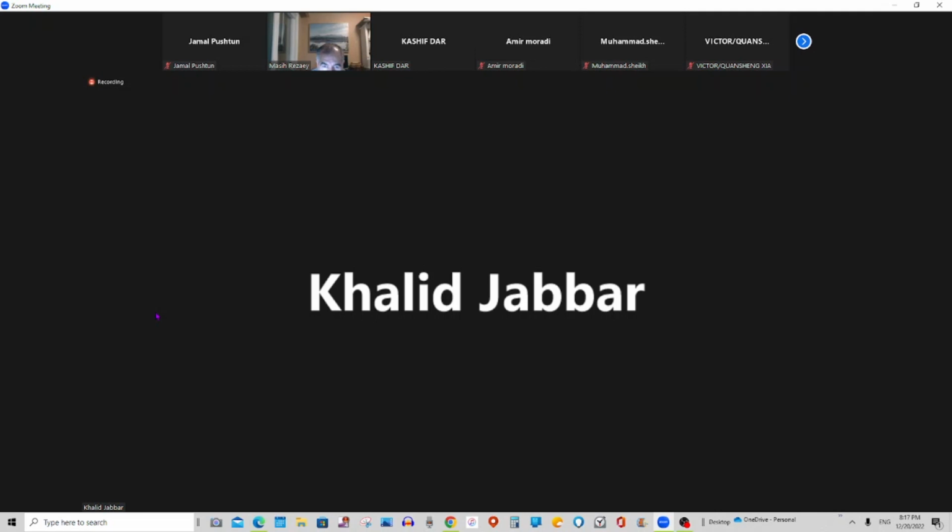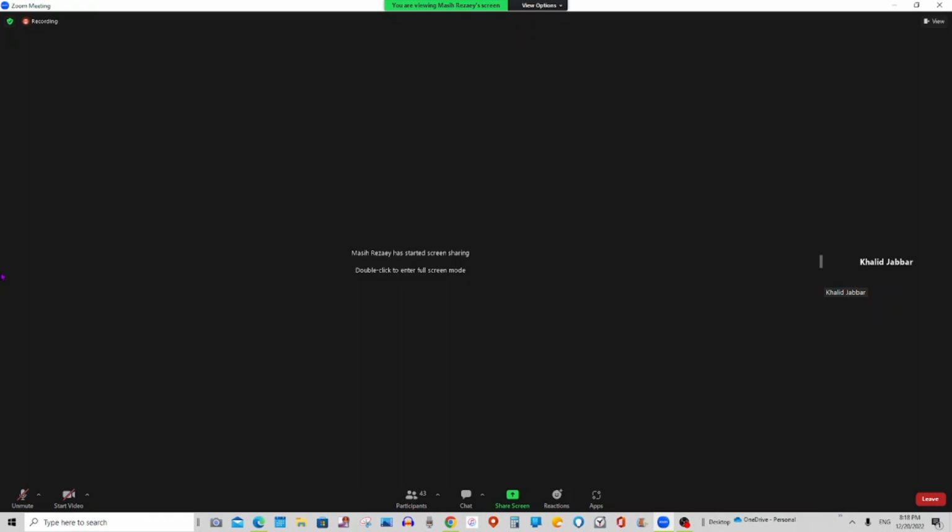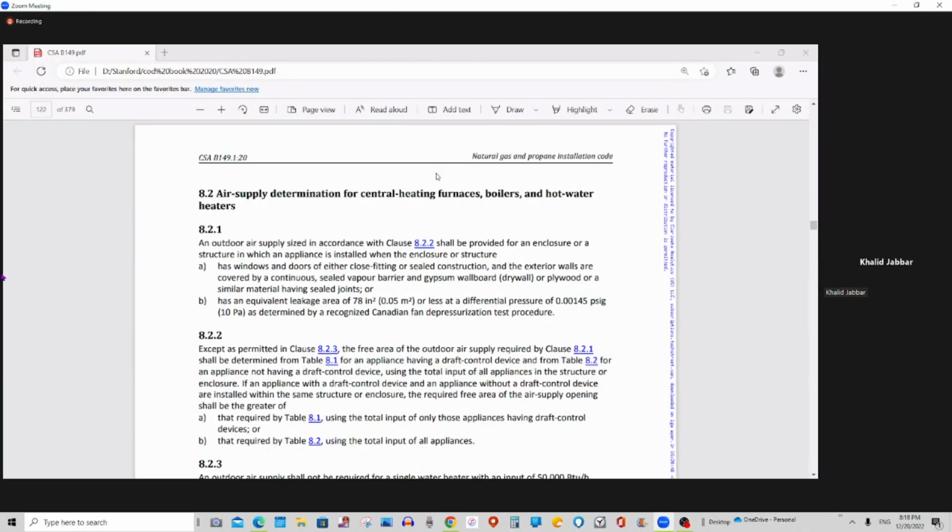8.2.1 An outdoor air supply sized in accordance with clause 8.2.2 shall be provided for an enclosure or a structure in which an appliance is installed when the enclosure or structure A has windows and doors of either closed fitting or sealed construction and the exterior walls are covered by a continuous sealed vapor barrier and gypsum wallboard, drywall or plywood or a similar material having sealed joints.